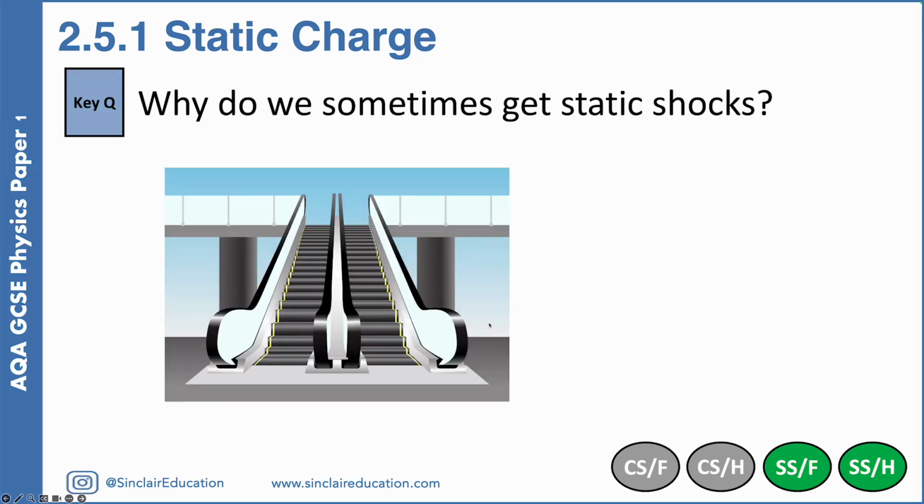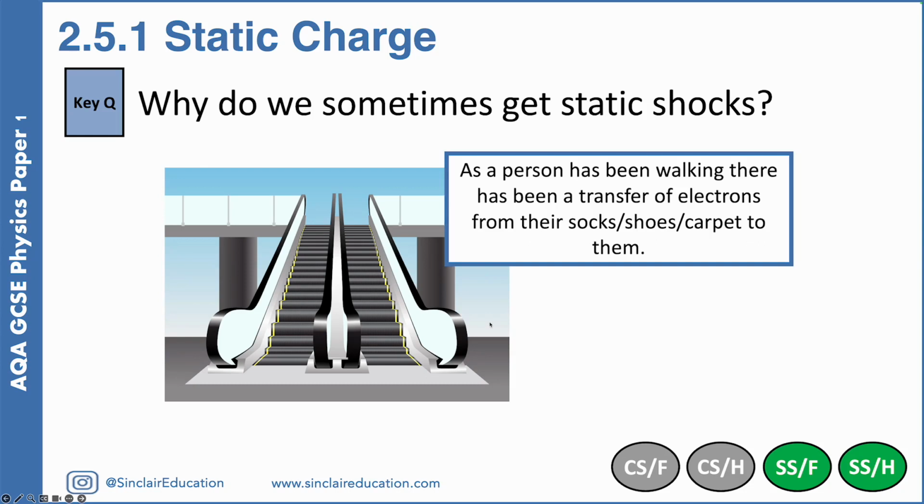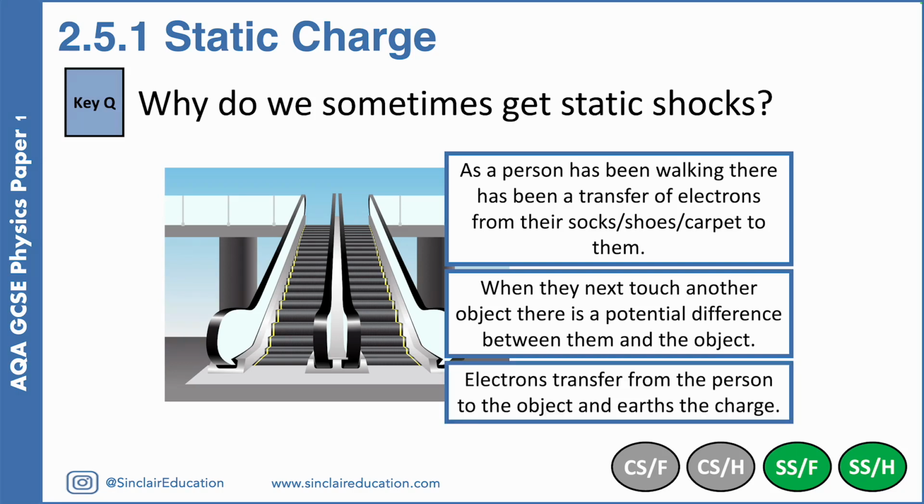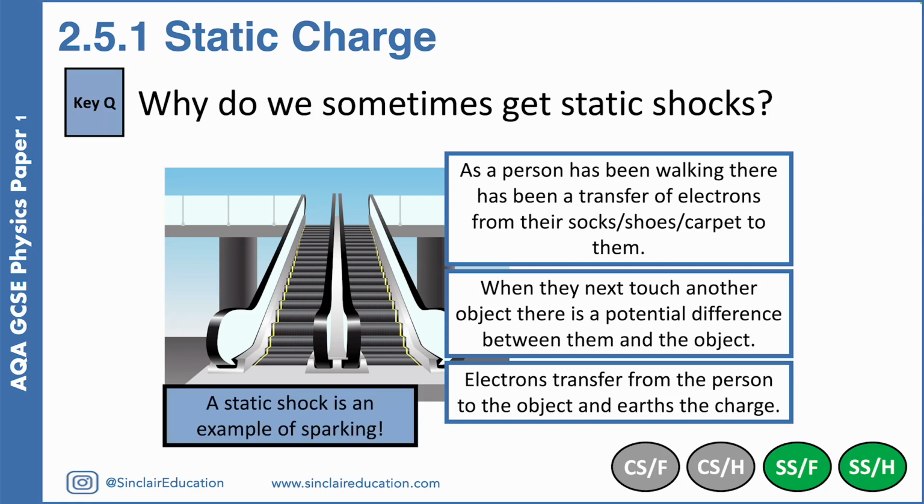Now we sometimes get a static shock, and this is down to the fact that as we walk, we might have a transfer of electrons due to the fact that we're wearing socks, possibly rubbing on carpet, where we've had some friction and a transfer of electrons. When we then touch another object, especially if it's a conductor, there's now a potential difference between us and the object. And what will happen is the electrons will move quite quickly from that person to the conductor and will earth the charge, but we feel that discharge. And that's what the static shock is going to be. And it's an example of sparking.